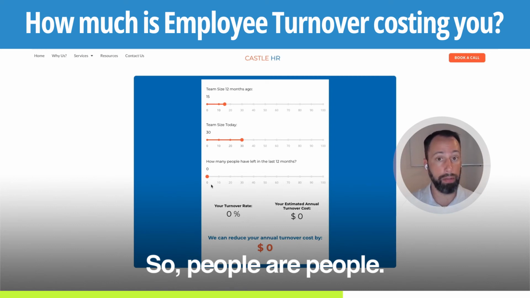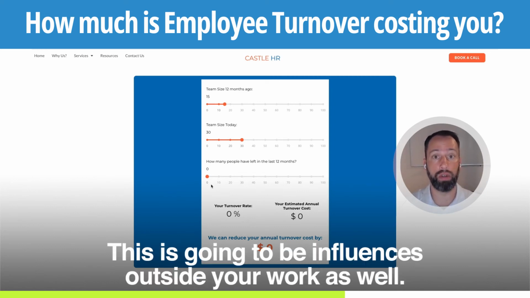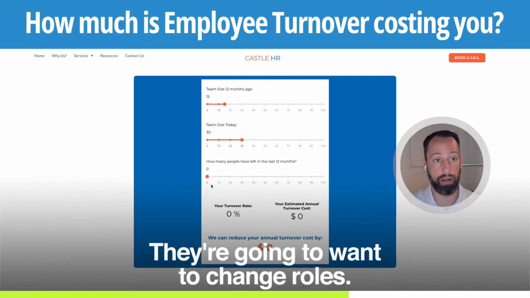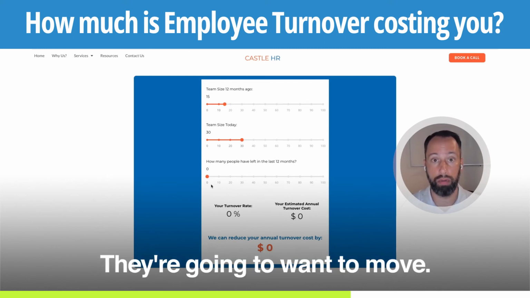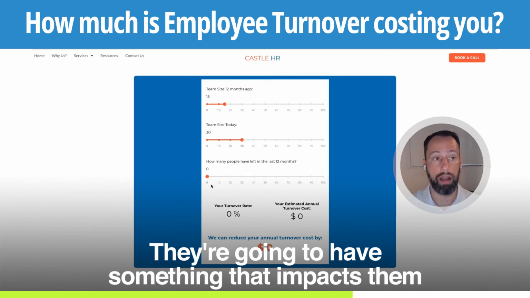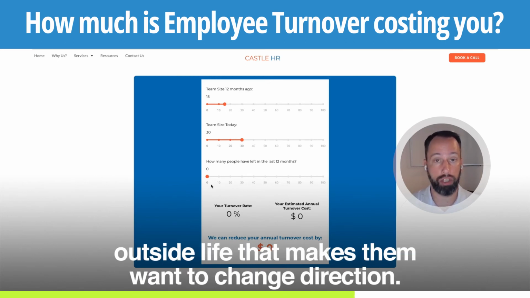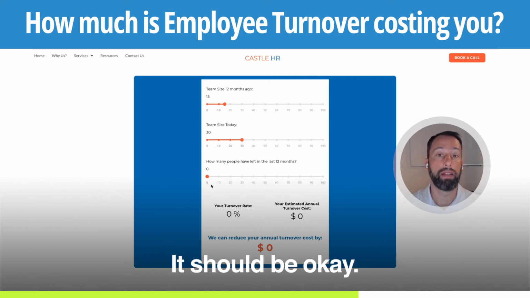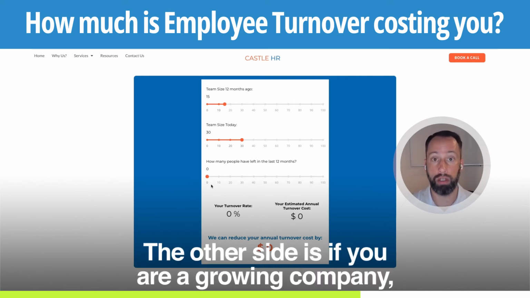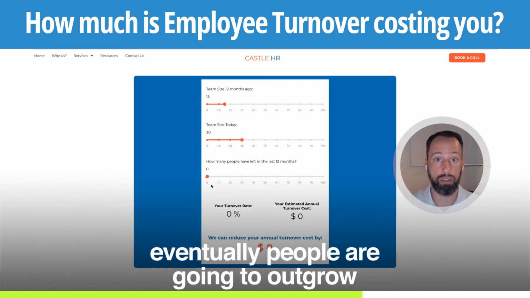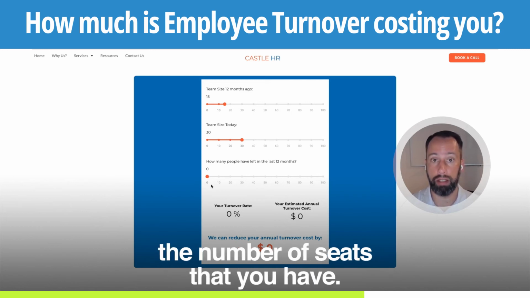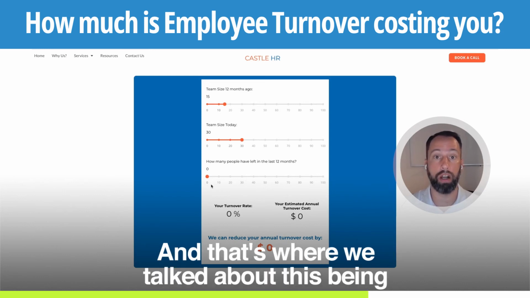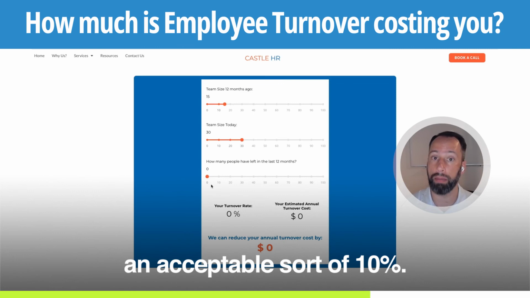People are people, and there are influences outside your work as well. So people are going to leave because of that. They're going to want to change roles. They're going to want to move. They're going to have something outside of work that makes them want to change direction. Things happen. People are going to leave, and it should be okay. The other side is if you are a growing company, eventually people are going to outgrow the number of seats that you have, and there should be a healthy turnover on that side. That's where we talk about this being an acceptable 10%.